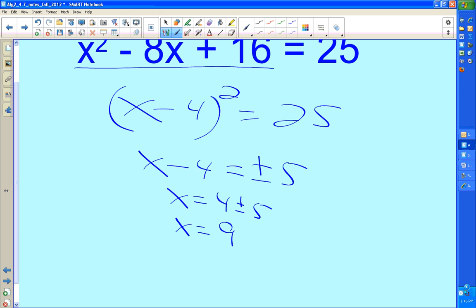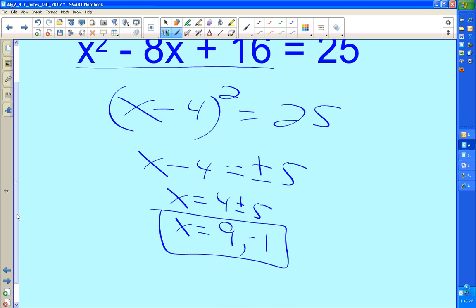9 or negative 1. Should I put parentheses around that? No. Why? There's 2 of them with a comma. It's not. They're both x's. They're not y's, and there's no y's in this problem at all. How do you know if you did it right?